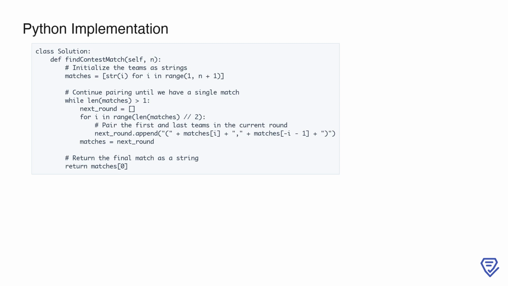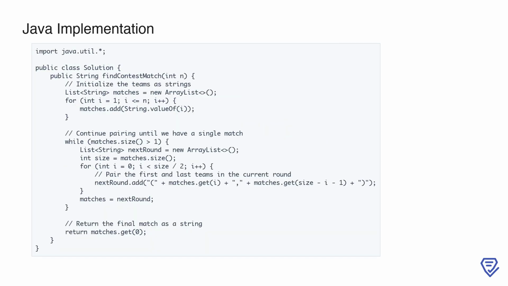The algorithm efficiently handles the pairing process in n log n time, making it suitable for input sizes up to the problem's constraints. This is the Java implementation of LeetCode problem number 544, Output Contest Matches. The solution mirrors the Python approach by initializing the teams as strings and iteratively pairing them until a single match remains. Key differences include the use of Java's ArrayList for collections and explicit type declarations. The logic is identical, ensuring correctness and alignment with the problem's requirements.